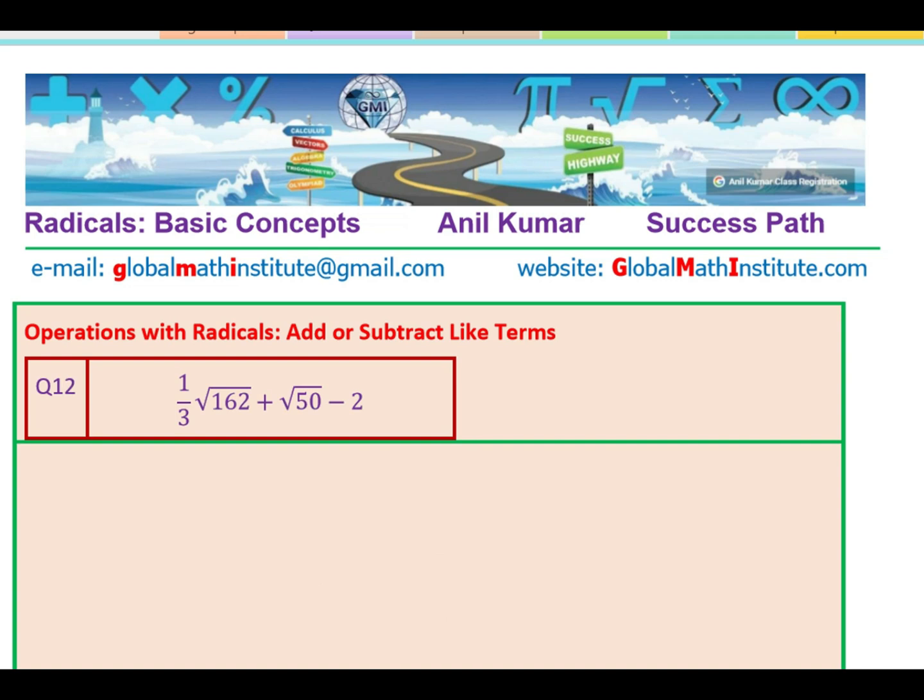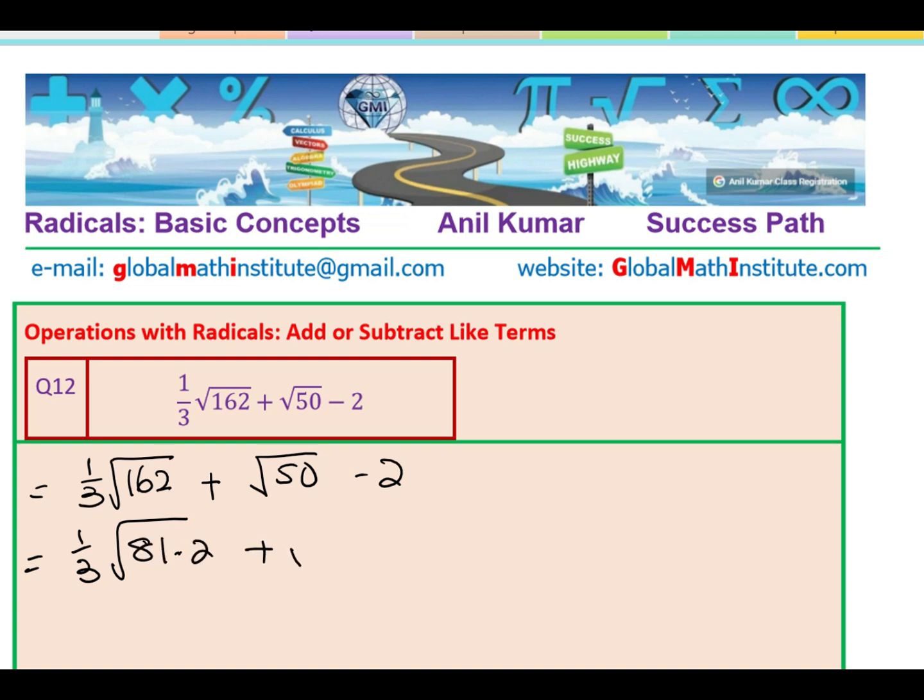3 more questions to go, right? So here we're working with slightly bigger numbers. So we have 1/3 of 162. Let me rewrite 1/3 of square root of 162 plus square root 50 and the number itself minus 2. Now 162 divided by 2 is 81. So we could write this as 81 times 2 plus 25 times 2 minus 2, right?